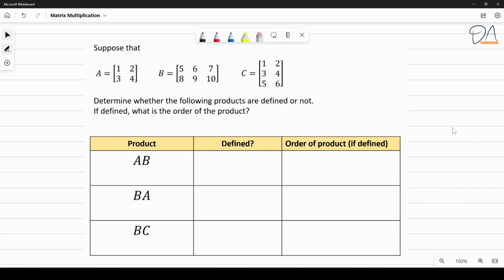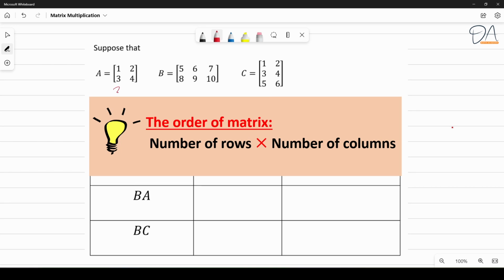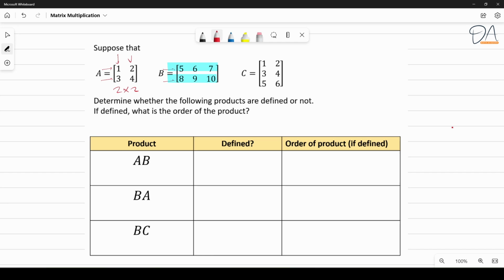Okay, so we have here three matrices. A has order 2 by 2. Remember, the order or the dimension is the number of rows by the number of columns. In this case, A has 2 rows and 2 columns, so that's 2 by 2. B has 2 rows and 3 columns, so the order is 2 by 3. And C has 3 rows and 2 columns, so the order is 3 by 2. So we're looking at this product, A and B. Is it defined or not?